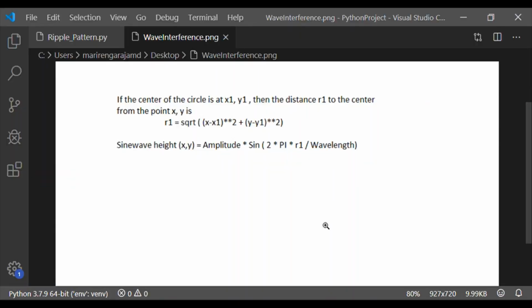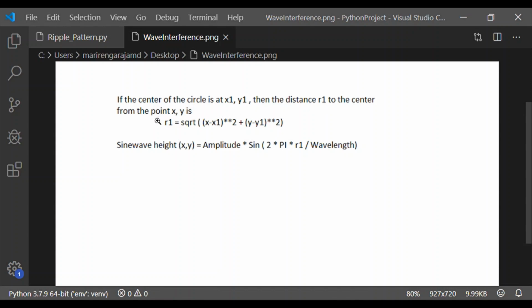In this video, let us write the Python program to create this generative art, which is based on the ripples formed when we throw the pebble into the pond. Consider the center of the circle where the pebble has fallen as x1, y1.